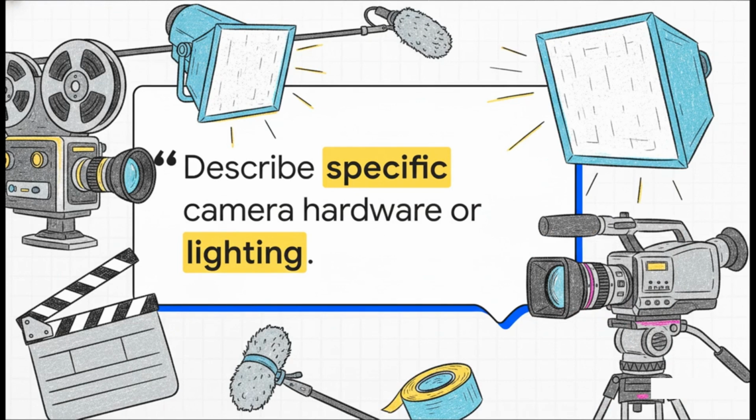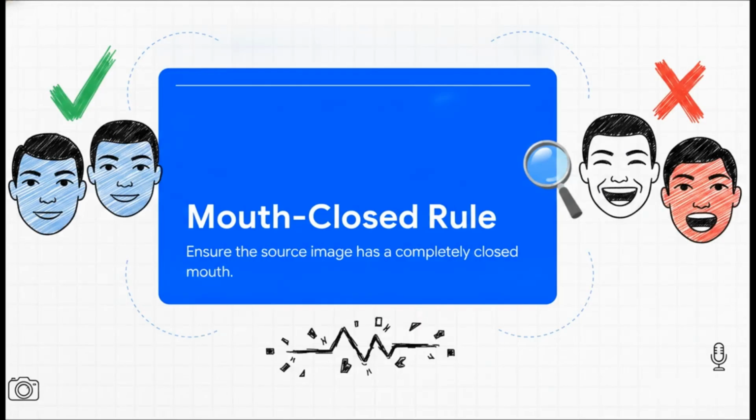Instead, and this is a real game changer, describe the actual physical camera gear a human director would use on set. Say shot on 35mm lens or broadcast lighting. By forcing the AI to simulate real-world hardware, you totally bypass that artificial smoothness and get a vastly superior, gritty, lifelike image. But if you remember nothing else, remember this: the mouth-closed rule.